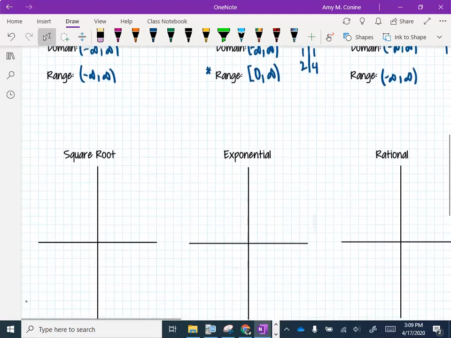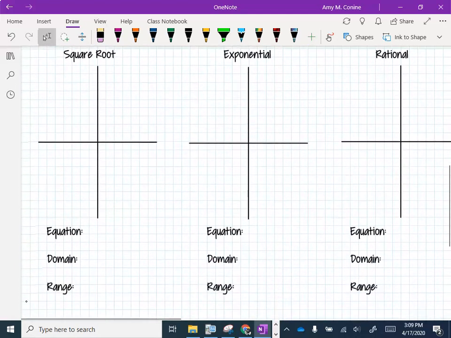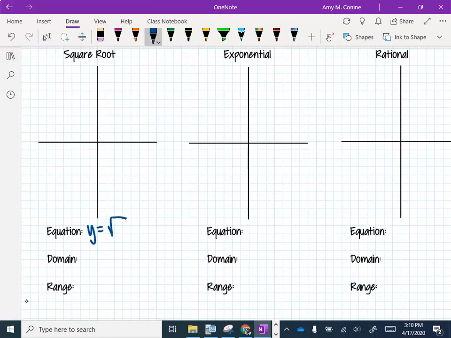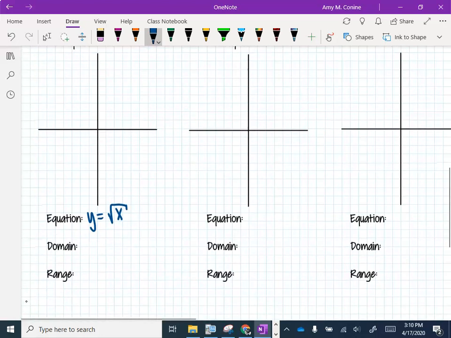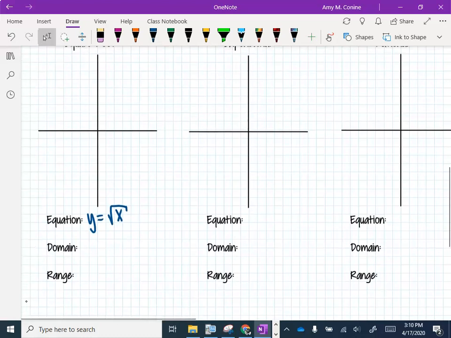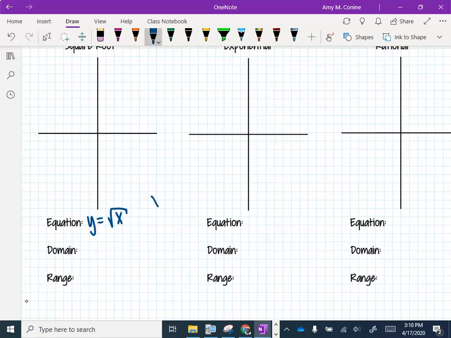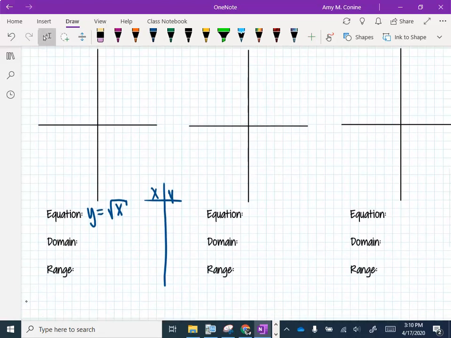So we need to discuss a few more. So square root, what that parent function looks like is just y equals, and then you have just x inside the square root. Okay, this is a little bit different because at this point we do not take square roots of negative numbers, so we're not going to put in -1, we're not going to put in -2.